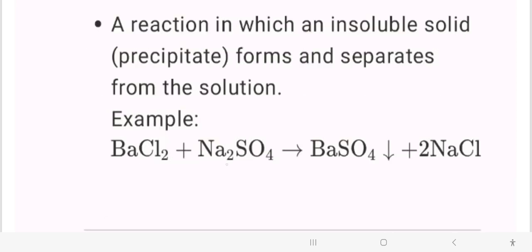So barium chloride and sodium sulfate, when they both react with each other, you can observe barium sulfate and sodium chloride being formed. So here the precipitate is barium sulfate, that we are showing with the down arrow. This type of material is known as a precipitate.